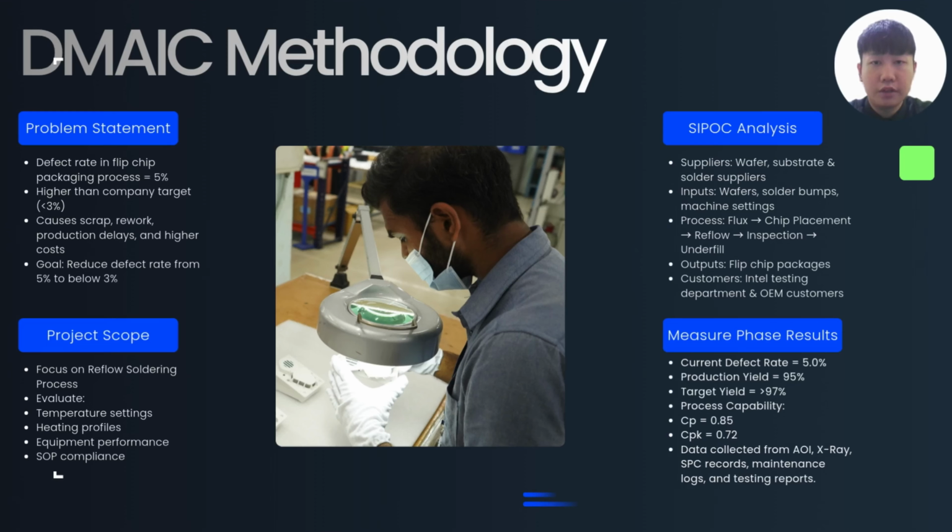In the measurement phase, the current process performance was evaluated. Results show a defect rate of 5% and production yield of 95%, which was below the target of more than 97%. The process capability values, Cp of 0.85 and Cpk of 0.72, indicate that the process was not capable of consistently meeting quality requirements. Data was collected from the AOI system, X-ray inspection, SPC records, maintenance log, and final testing report to support further analysis and improvement activity.